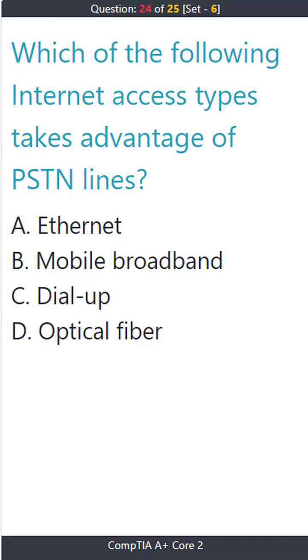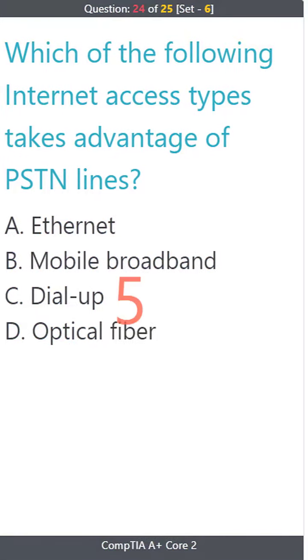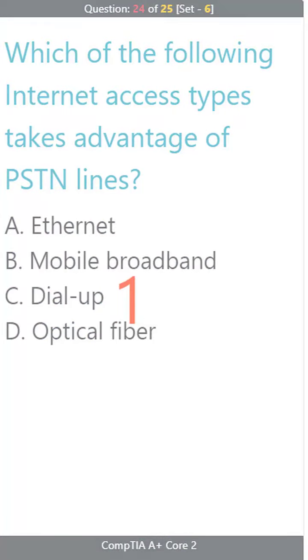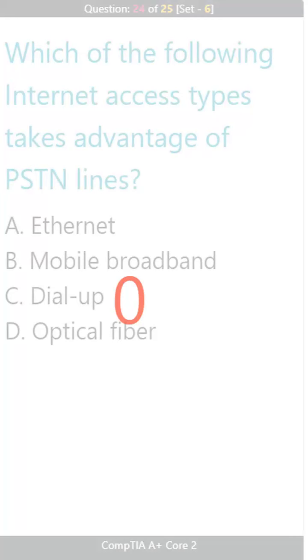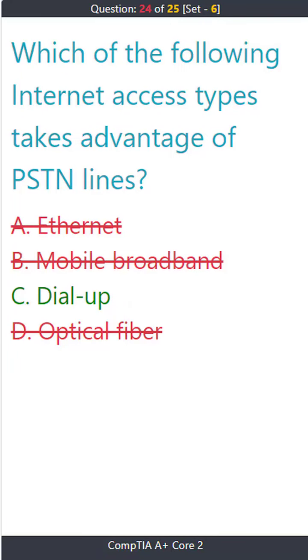Question 24. Which of the following Internet access types takes advantage of PSTN lines? A. Ethernet. B. Mobile broadband. C. Dial-up. D. Optical fiber. The correct answer is C. Dial-up.